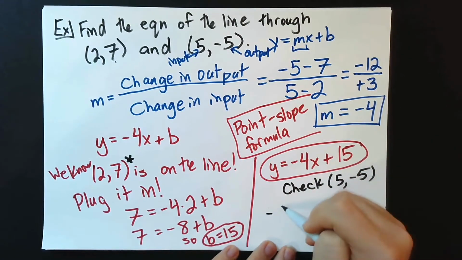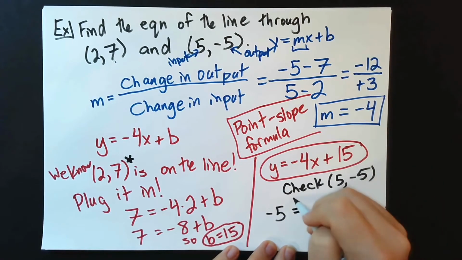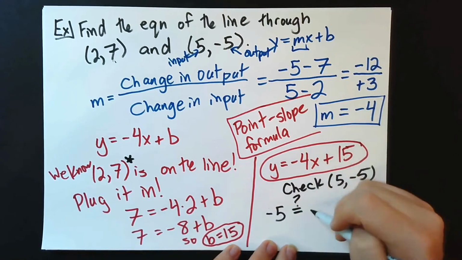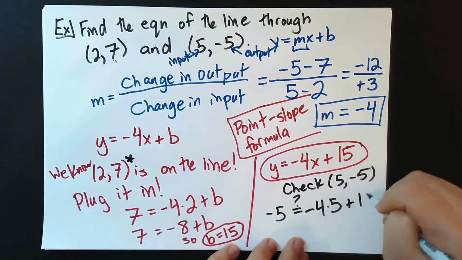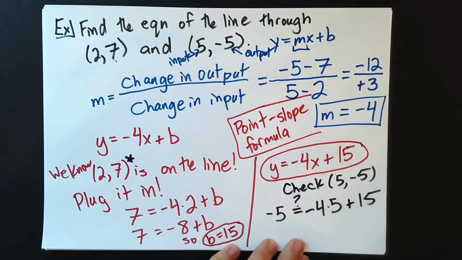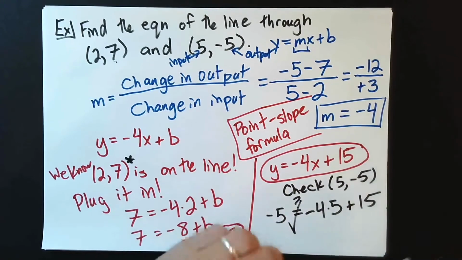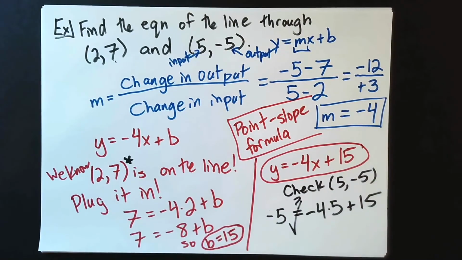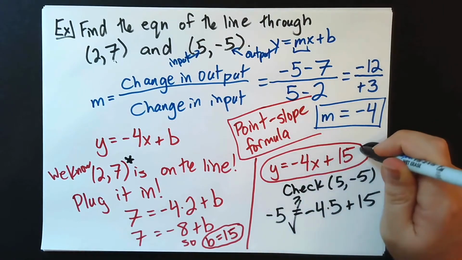And so that is, you want to check that minus 5 is the same thing as minus 4 times 5 plus 15. And wouldn't you know it, this is minus 20 plus 15, that's minus 5, and so we can check this off. And then having done that, we can be pretty darn sure that our answer of this equation is the right one to give for our answer.